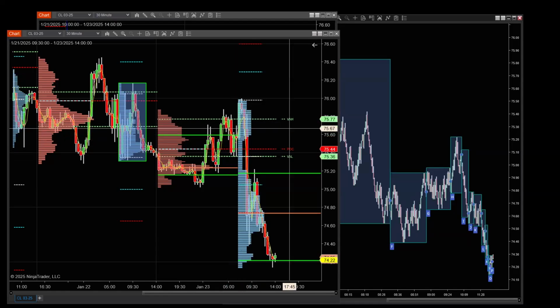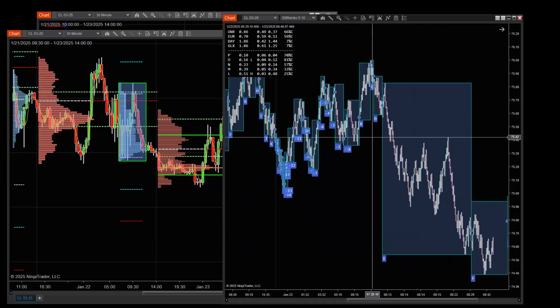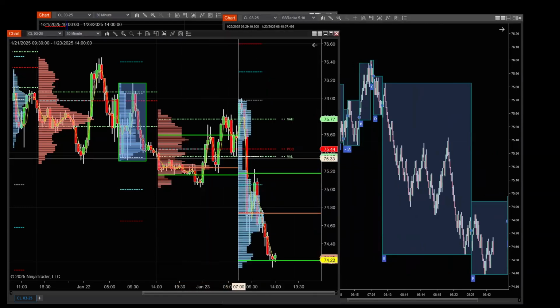So you want to make sure if you're trading on a chart like this, that when you get down in here, hitting that profile, you don't get on the wrong side of them, because they're a powerful group.